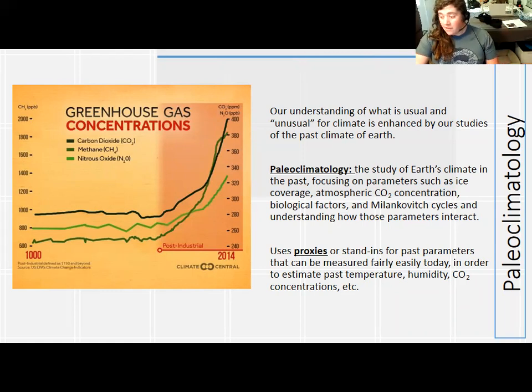Anyhow, you may have heard the term proxy before, and that might be in a financial or business context. Somebody sends a proxy to a meeting to conduct business and vote for them because they can't be there themselves. And we no longer have the whole ancient atmosphere to sample, but we can find evidence that can give us clues as to what the climate in ancient times was like. And paleoclimatology very much heavily relies on proxies.